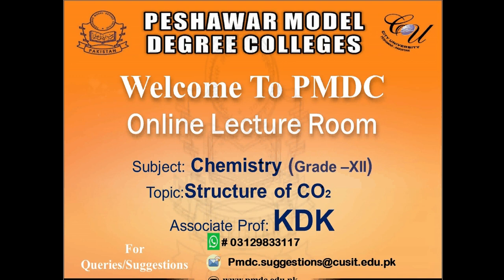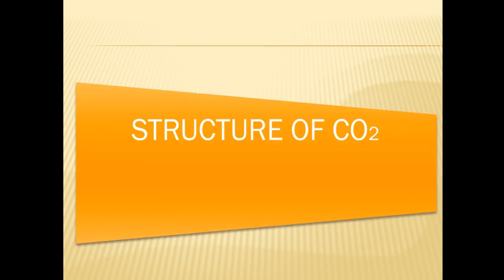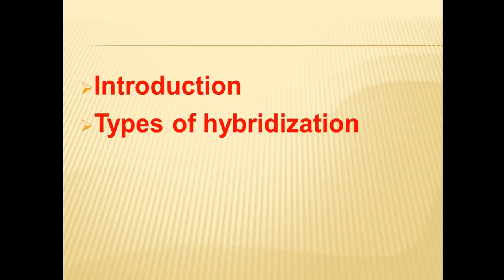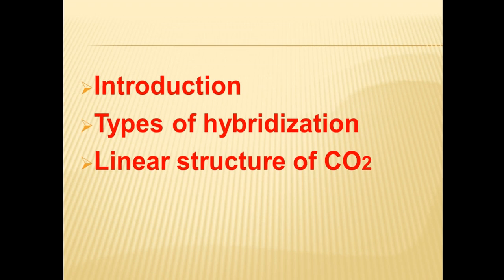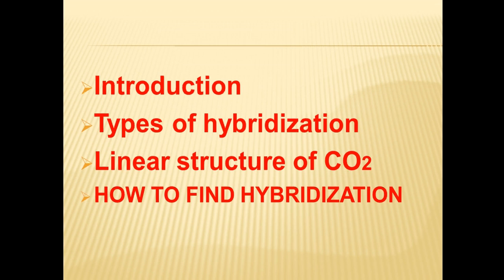Today we will discuss the topic structure of carbon dioxide. This topic is present in chapter number 13 named S block and P block elements of grade 12 chemistry book. This topic includes introduction, types of hybridization, linear structure of carbon dioxide, how to find hybridization in both organic and inorganic compounds, and assignment.